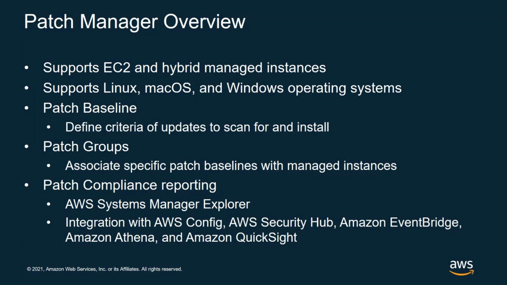And then Patch Manager also has native integrations with AWS Config, which can be leveraged for historical retention of your patch status and compliance. So you can always go back and review what was your previous patching state, let's say 30 days back. It also has integrations with AWS Security Hub to aggregate findings across your organization. You can also leverage Amazon EventBridge to issue actions following specific state changes or compliance changes. And then you can also bring the patch compliance data into Amazon Athena and/or Amazon QuickSight for alternative reporting methods as well.